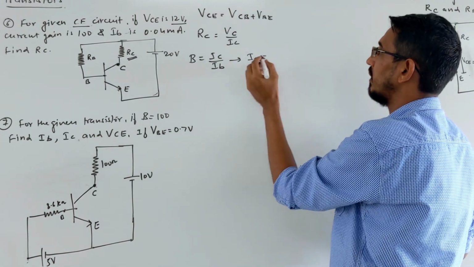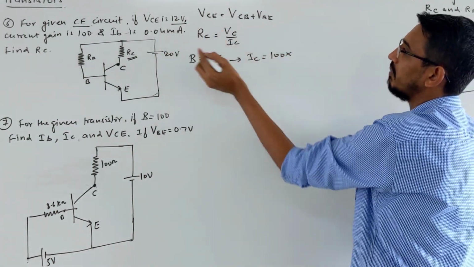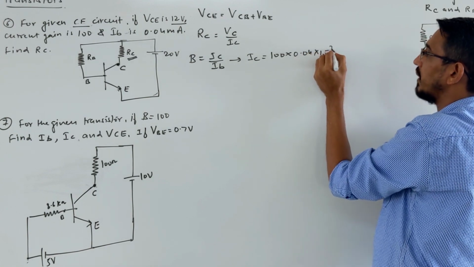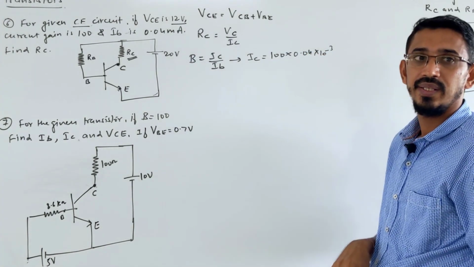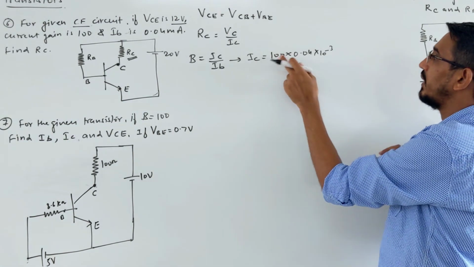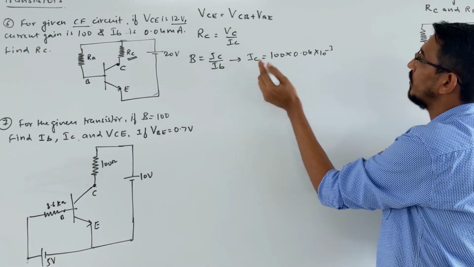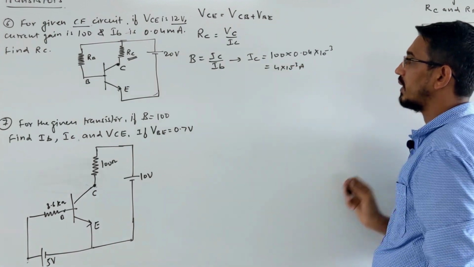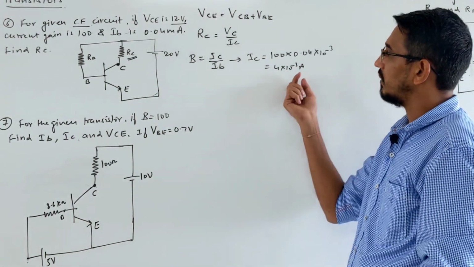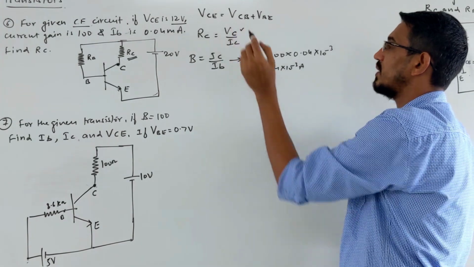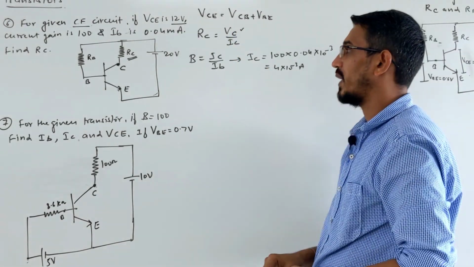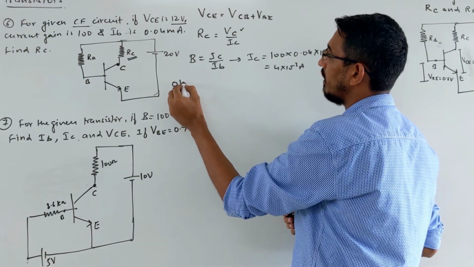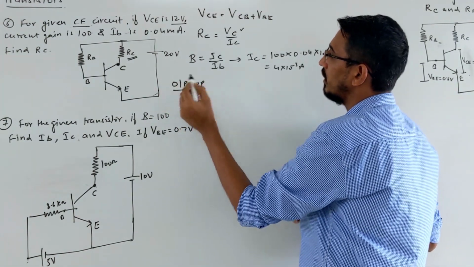IC is beta into IB. Beta is given 100, IB is given 0.04 milliampere, so 100 into 0.04 means 4 milliampere. So this IC becomes simply 4 into 10 power minus 3 ampere. This is your IC current. Now what we need is the voltage. How to find the voltage? Give attention, you have to take a loop. Which loop am I taking? The output loop. This is your output loop.